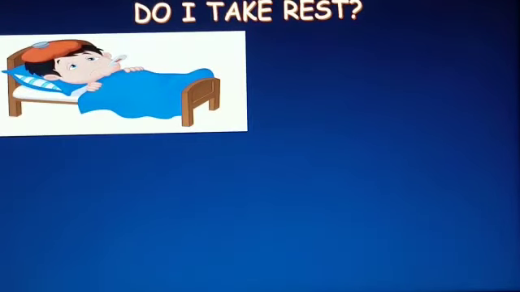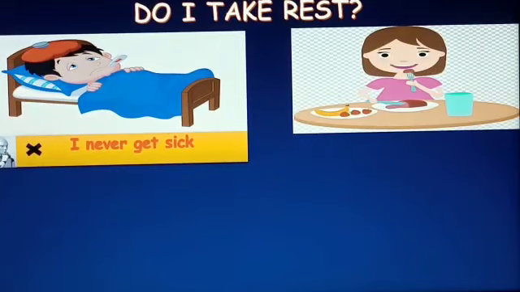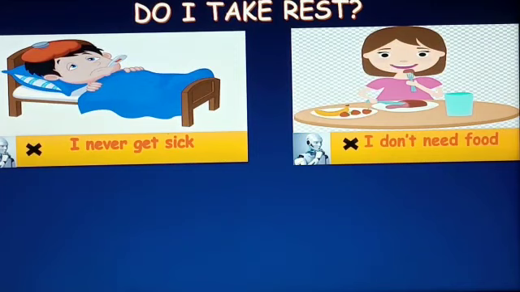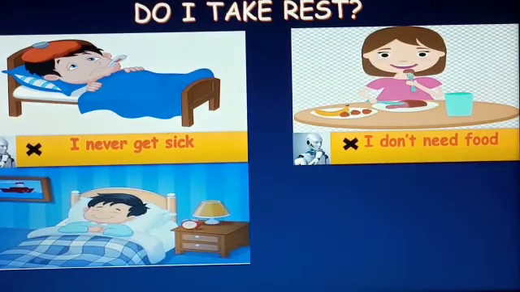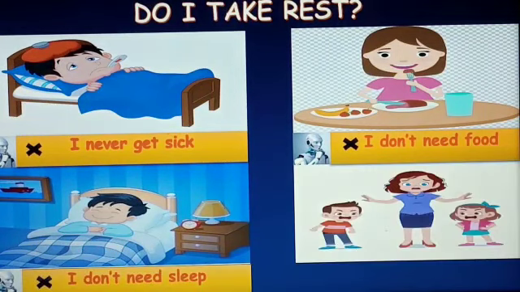Next we see, do robots take rest? Does a robot need any rest? No. It is just a machine. Humans get sick, but the robot never gets sick. Humans need food, but the robot doesn't need food. Humans need sleep, but the robot doesn't need sleep. Humans complain to others, but the robot never complains.